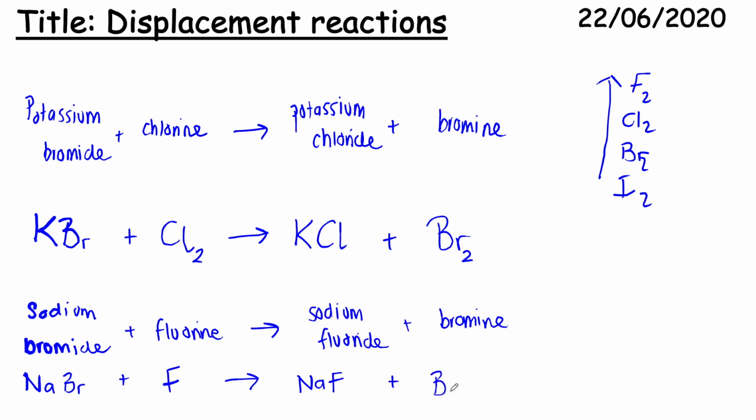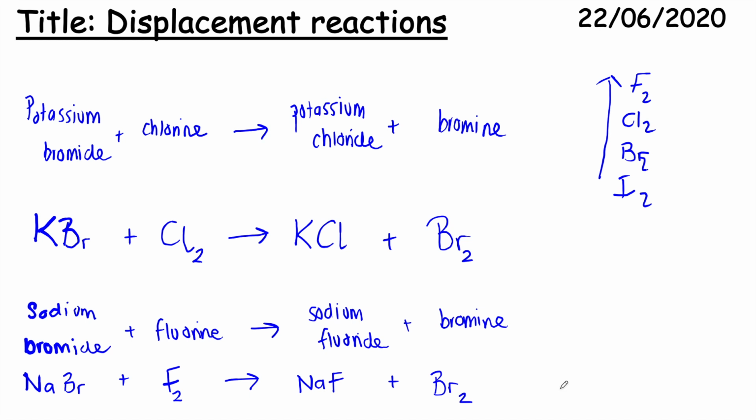is Br. Now, hopefully you remembered, every halogen that's on its own in the reaction needs a little 2 at the bottom. So that means that this needs a little 2, and so does this. And there you have a symbol equation.